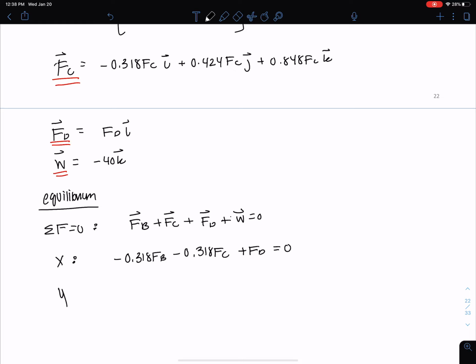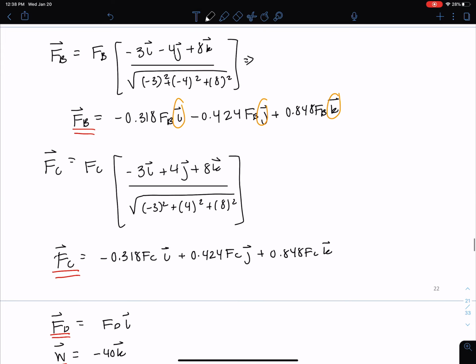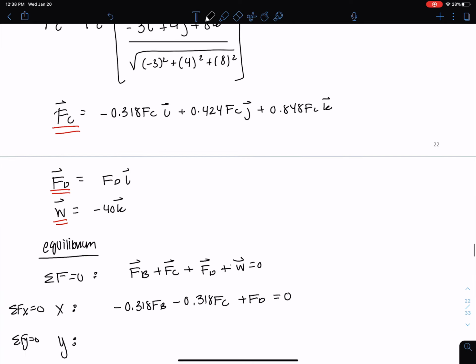I'm going to do the same thing in the y. So basically this is summing Fx equals 0. This one here, I'm going to sum Fy instead equal to 0. So FB component in the y is negative 0.424 FB.